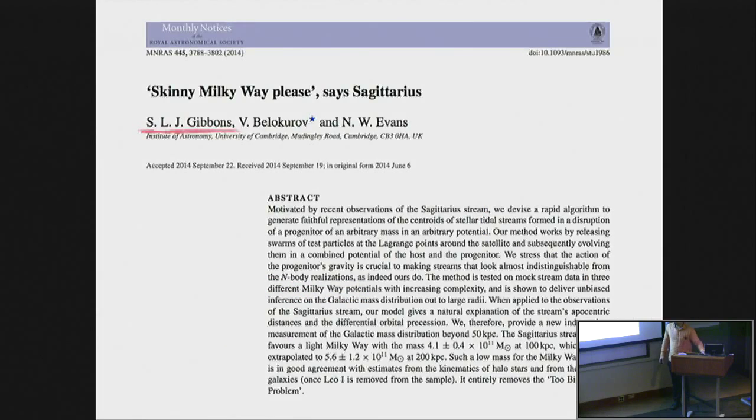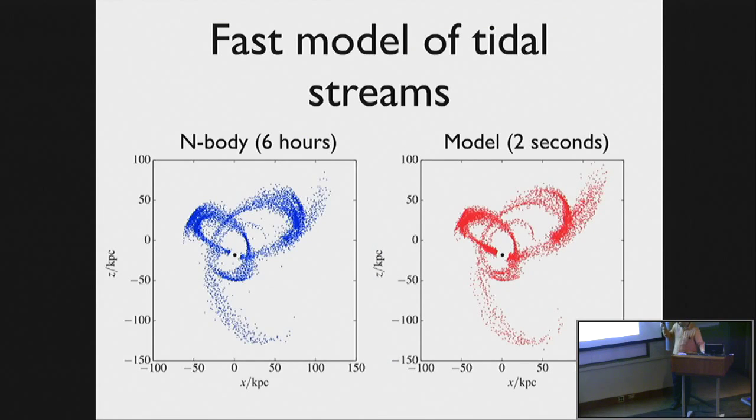for the potential. But it's much more complicated than this, because you actually need to remember that streams are not orbits. I said streams reveal orbits, but they're not orbits themselves, because there is an offset between the stream debris and the progenitor in angular momentum and energy space. And to do the inference, you need to be able to produce realistic streams quickly, which we do.